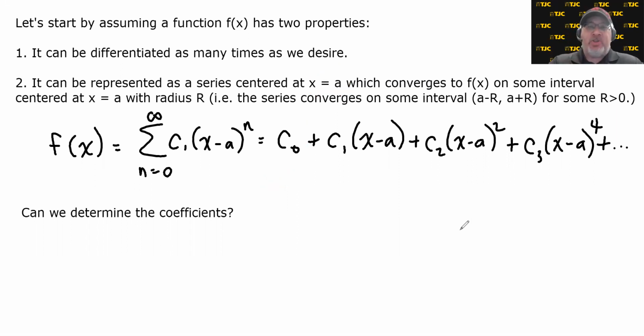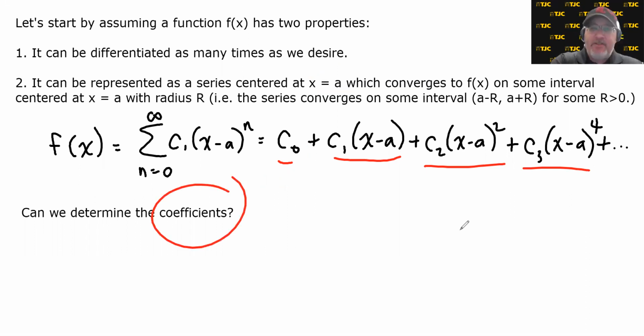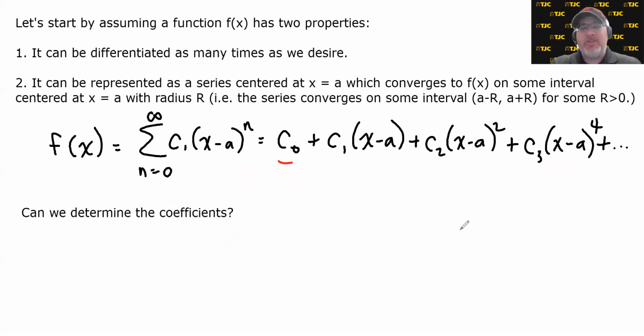All right, so if we assume that we can take the derivative as many times as we want, and that we can write the function of this form, in order to find the series, it boils down to finding the coefficients. What number goes here? What number goes here? And here and here. Remember, we'll be given the center of x equals a. It'll be a number. But what about the coefficients?